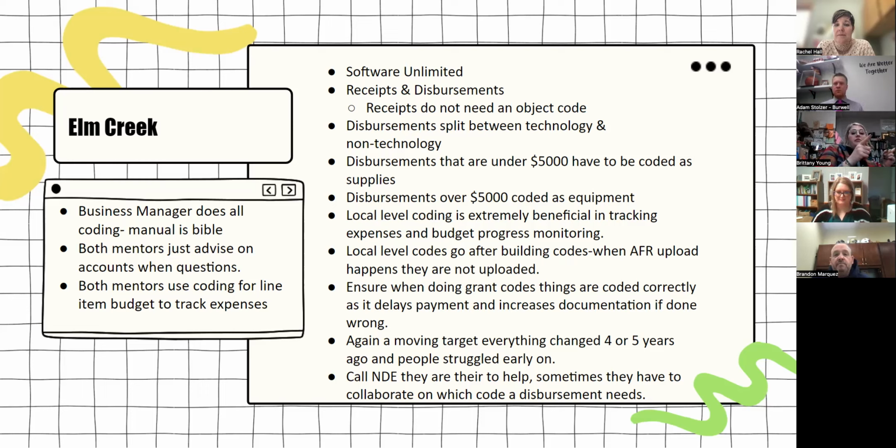So we use Software Unlimited. We talked about a lot of this stuff. Receipts don't need object codes. I'm not sure if this is everywhere, but she did say something that kind of caught my attention. The disbursements are split. When we do them here, we split them between technology and non-technology all the time. That might be an everyone thing. I'm not really sure on that.